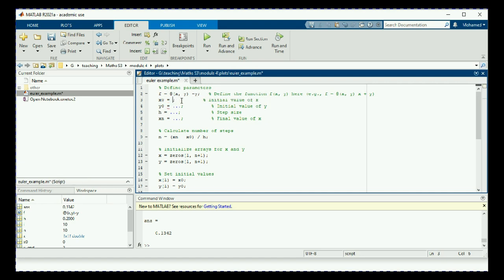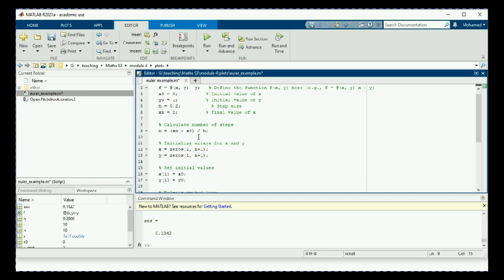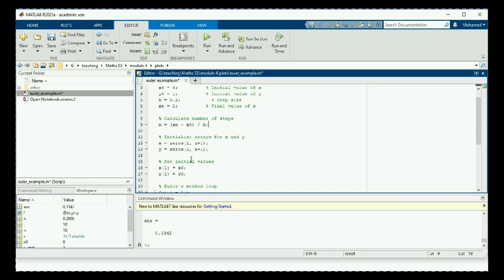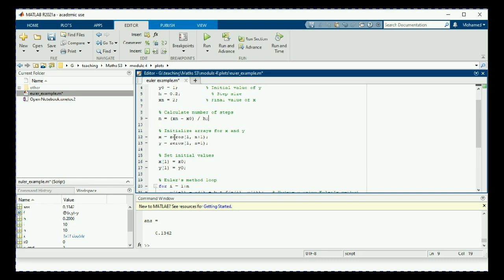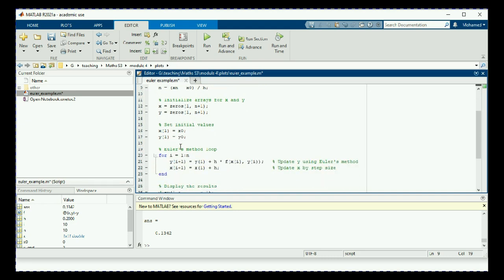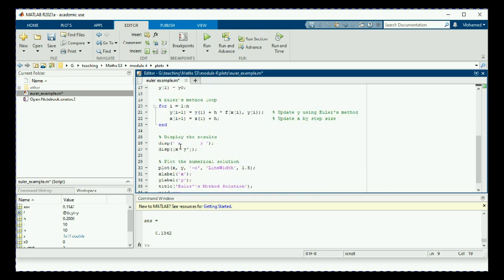Initial condition x0 is 0, y0 was 1, so we put 1 here. For h, we will put 0.2. Xn is the last value, so we will solve up to 2. In the problem we solved only up to 0.8, but we will go up to 2 here. So n is calculated as xn minus x0 divided by h, so there will be 10 values. These are arrays, you know how it works. Everything is now done.